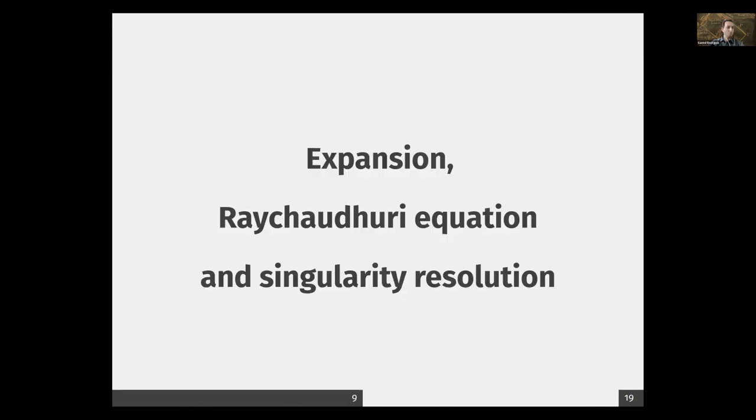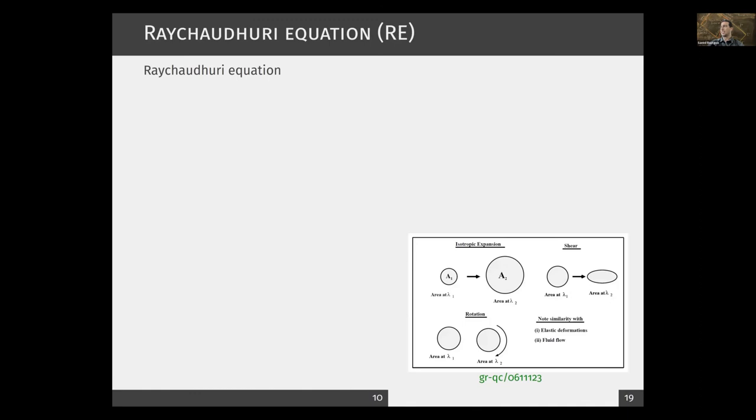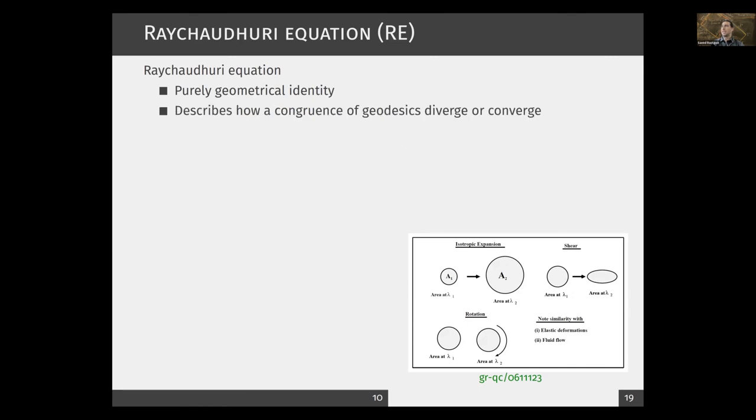Okay, so now that we have quickly passed that well-known part, let's go to the Raychaudhuri equation and the singularity resolution. So the Raychaudhuri equation basically is a purely geometrical identity that describes a congruence of geodesics, how they converge or focus and defocus, or diverge. So let's take a congruence of geodesics and then let's say the cross-section of this congruence is a circle. So you will have the expansion of the circle, which is called basically expansion.